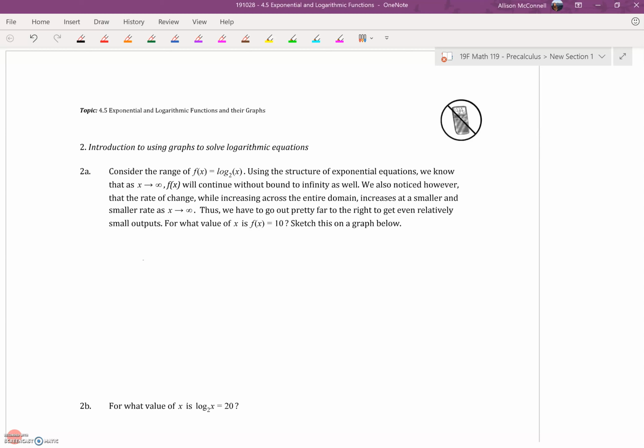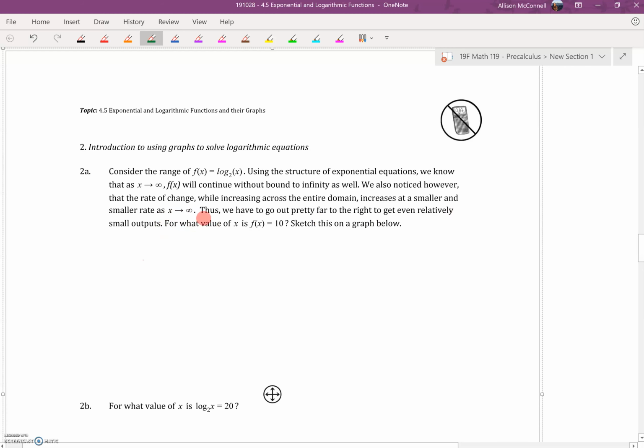Okay, so in number 2, we're looking at using graphs to solve logarithmic equations. We already talked about the range a little bit of the function log base 2 of x. And using the structure of exponential equations, we know that as x goes to infinity, f of x will continue without bound to infinity as well, but that rate of change, while increasing across the entire domain, is increasing at a smaller and smaller rate as x goes to infinity. So we have to go out pretty far to the right to get even relatively small outputs.